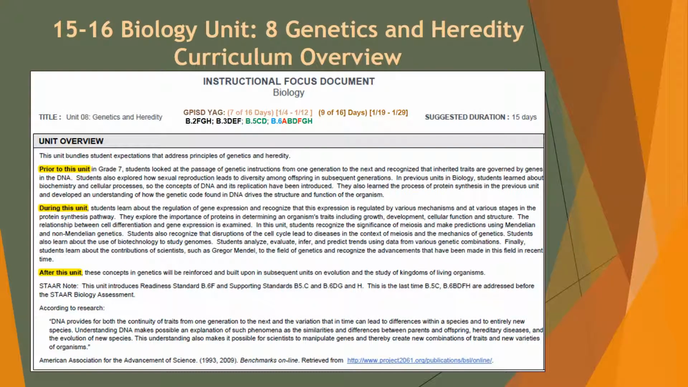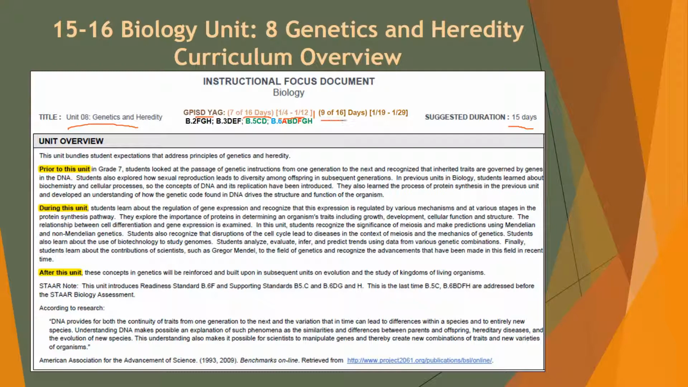As we take a glimpse of our instructional focus document for Unit 8 Genetics and Heredity, TRS suggested a duration of 15 days. However, on our GPI's DAG, we have been allotted 16 days for the unit. Our unit will begin when we come back from holiday break on January 4th through January 12th, closing out the second quarter of our year, which is the end of the first semester.